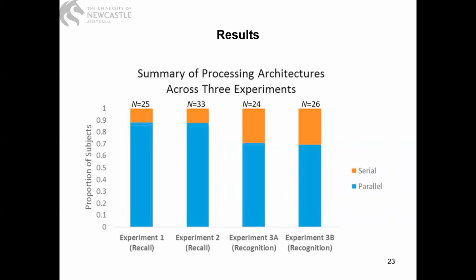You can also see that although overall there was an advantage to the parallel processing strategy, this advantage was larger in the recall experiments on the left-hand side, whereas on the right-hand side, the recognition experiments have a slightly larger proportion of the orange area marking serial processes.